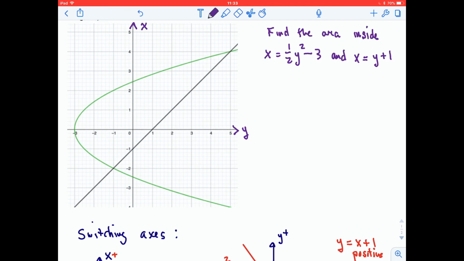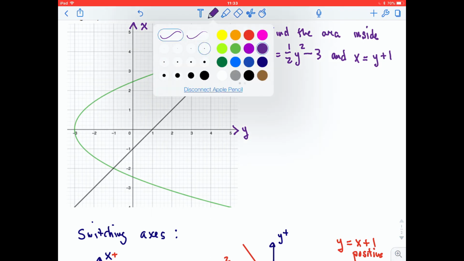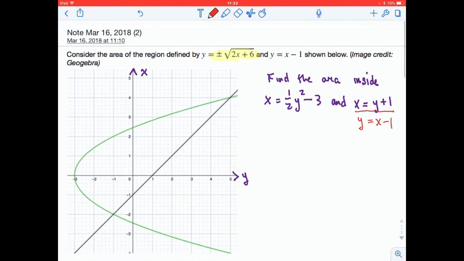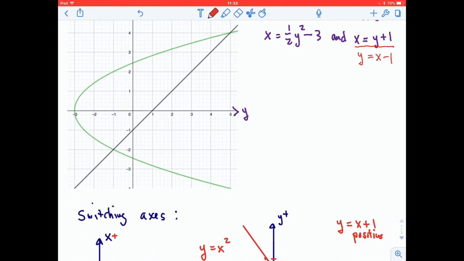So let's say that you were asked to find the area inside these two curves. Now, before you say, great, now we have to regraph everything, we actually don't. Because if we were to solve both of these equations for y, in this equation we would have y equals x minus 1, which is what we have above. And if we were to solve the other one, we'd get x plus 3 equals 1/2 y squared. Multiplying that out, we'd get y squared is 2x plus 6, so y is equal to plus or minus the square root of 2x plus 6. These are the same graphs.